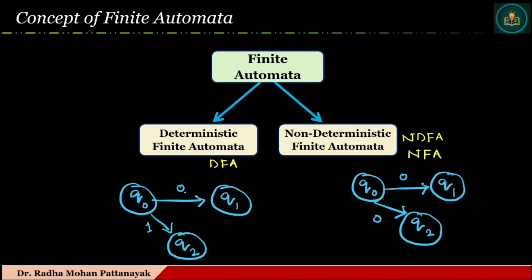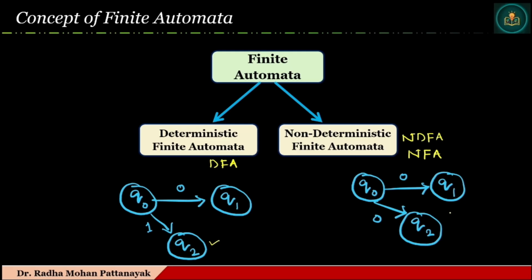In this figure, by taking the input 0 on Q0, we are moving to the state Q1. Similarly, by taking the input 1 on Q0, we are moving to the state Q2. That means from Q0, if you consume 0, you can move only to Q1, and on Q0, if you consume the input 1, you can move to Q2. So it is defined. Okay, so that's why such a type of finite automata is called deterministic finite automata.